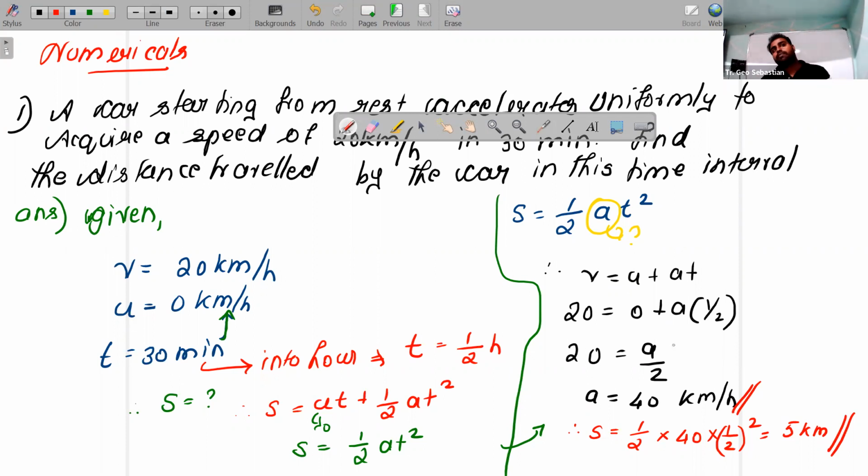Children, here most of you will make the mistake that instead of kilometer, you will write meter. Don't write like that. Fine. Everyone understood how to solve this numerical? Is it okay?